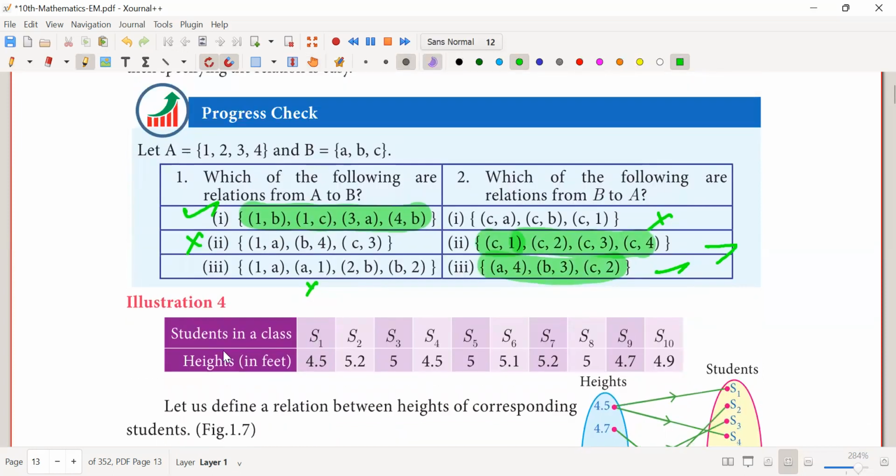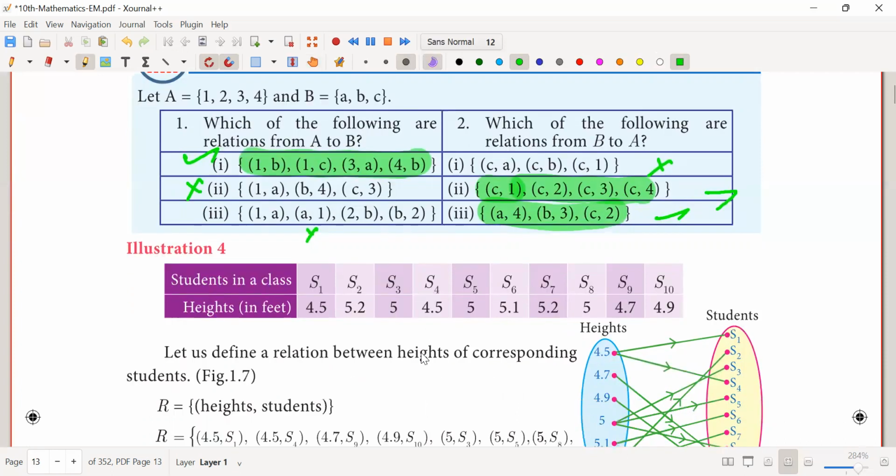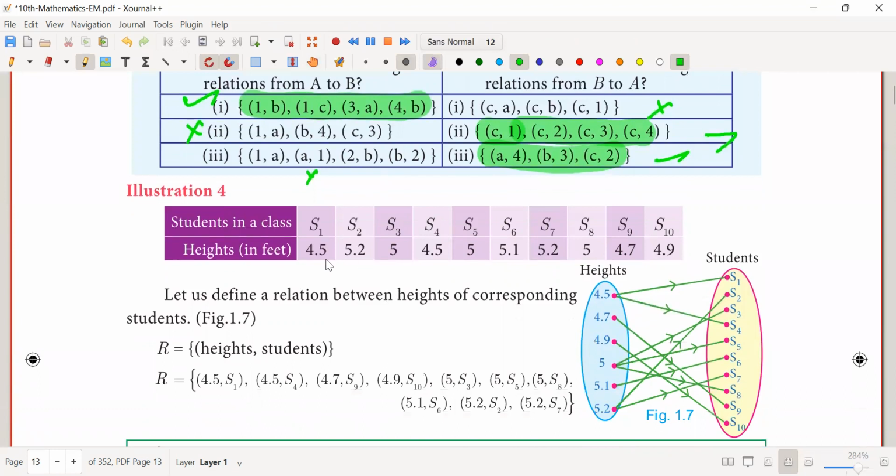Then illustration 4. Students in your class. 4.5, 5.2, 5, 4.5, 5, 5.1, 5.2, 5.5, 4.7, 4.9. All right. So check here: in this set, we have 4.5.